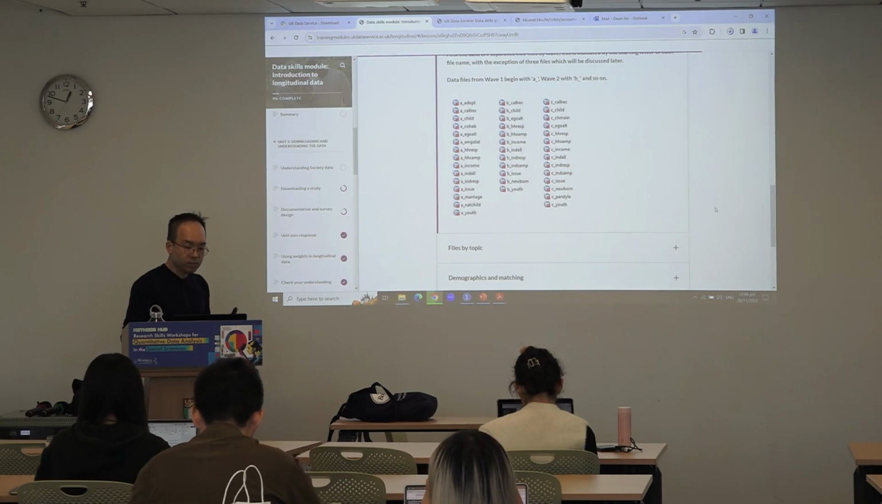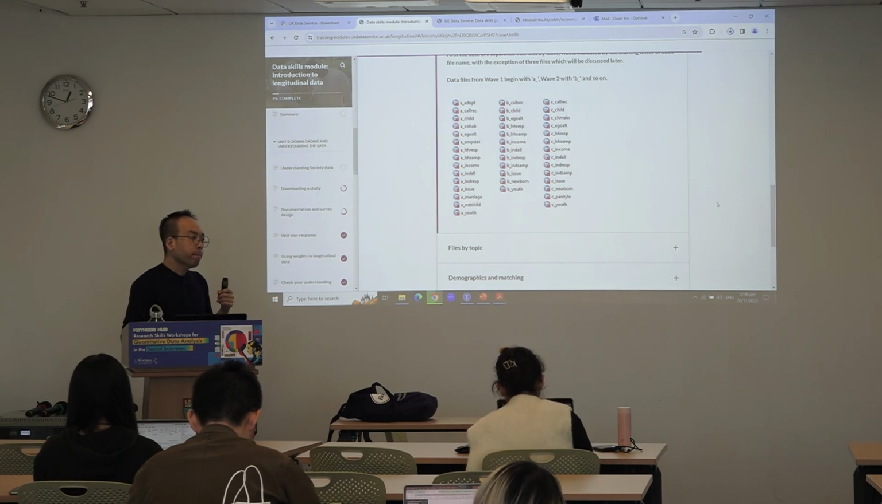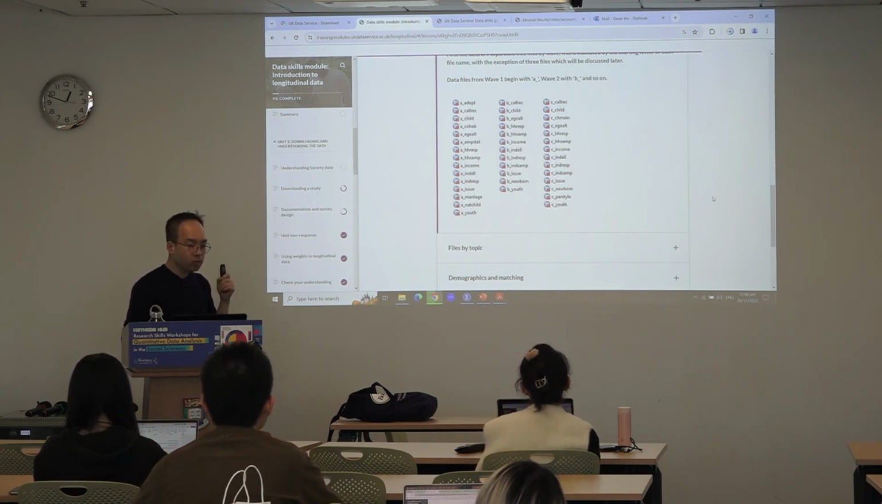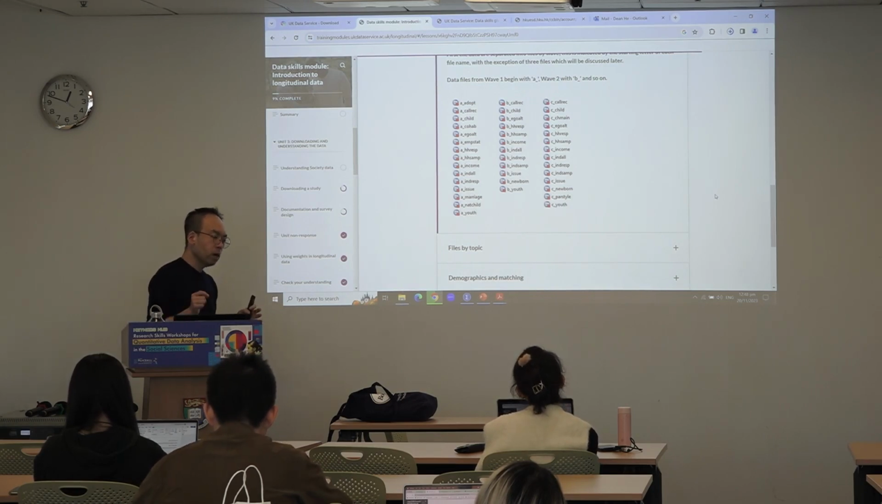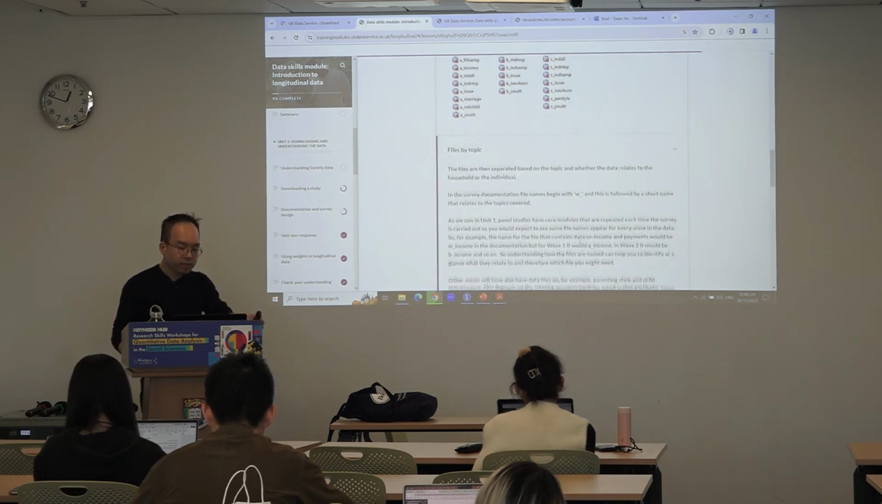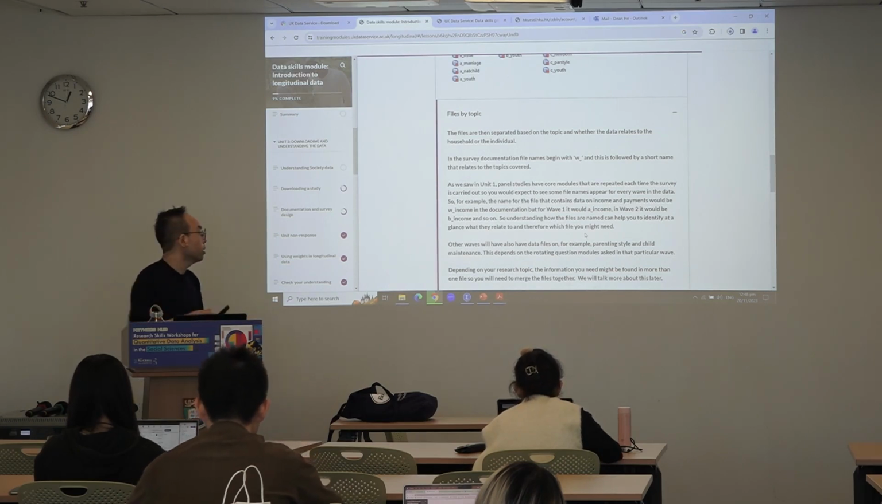But I think the reason we're looking at this is to get a good understanding of what's going on with the data management, and how we actually manage or deal with large-scale longitudinal data that are organized by waves, for example. Okay, you could also look at the files by topic. Okay, what do I mean by that? So here's what's going on.